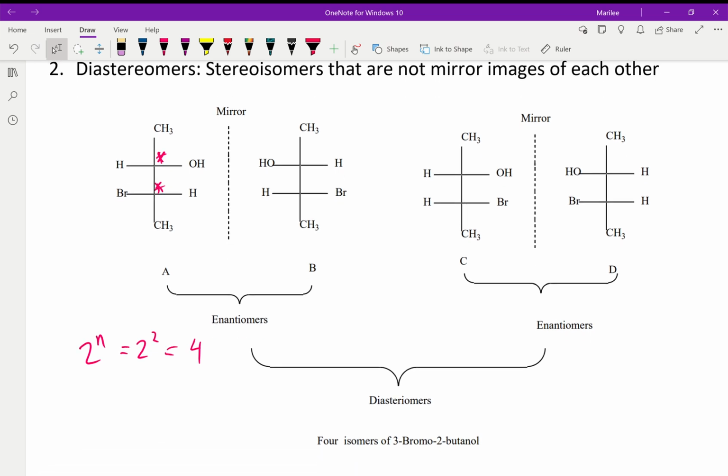Does that make sense, guys? So A and B are mirror images, C and D are mirror images, but B and C are not. A and D are not. Do you guys see that? Like, some of them can be, but not all of them. So these are diastereomers.